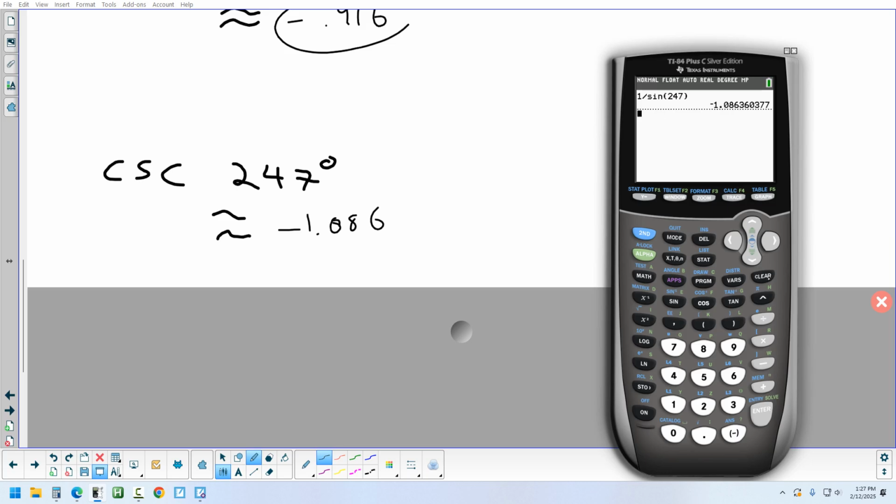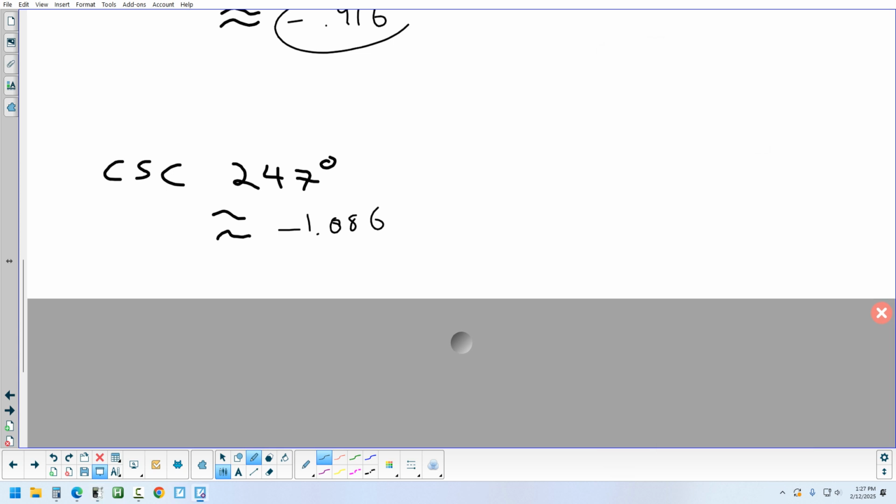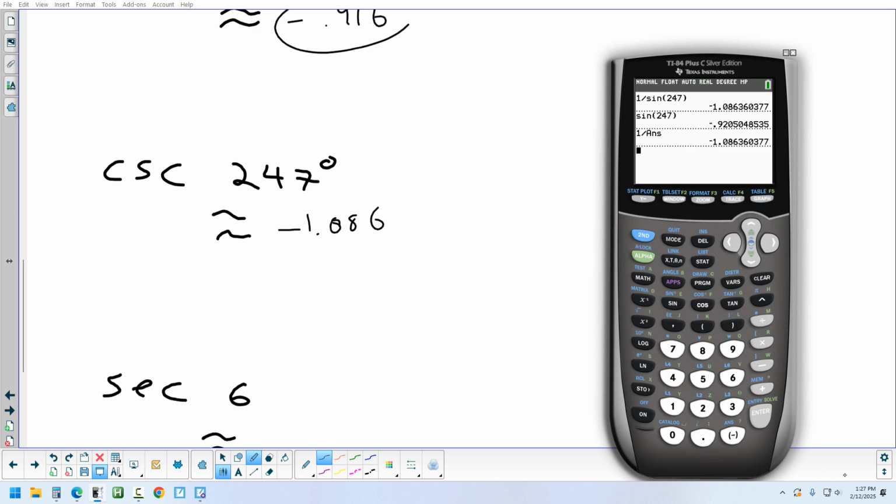So you can type it in that way, or you could say, all right, just give me the sine of 247, and then 1 divided by the last answer that I just had on the screen. That's more steps, but you will get the same thing. Okay, it's negative 1.086. Cool. All right, let's try that one. Okay, how would I put that one in?